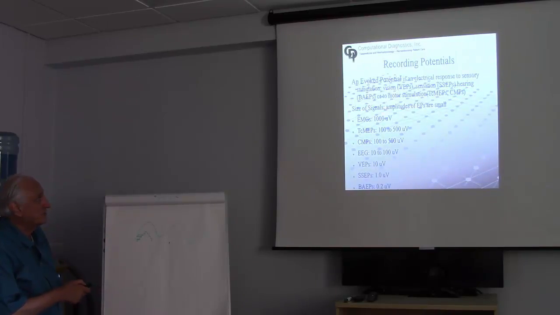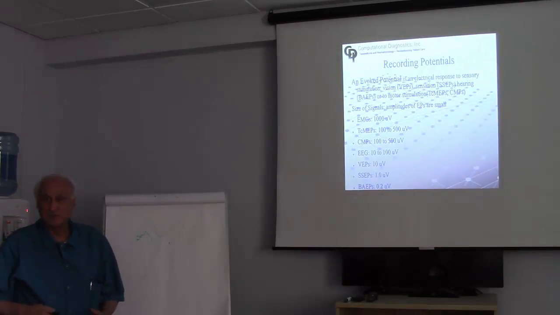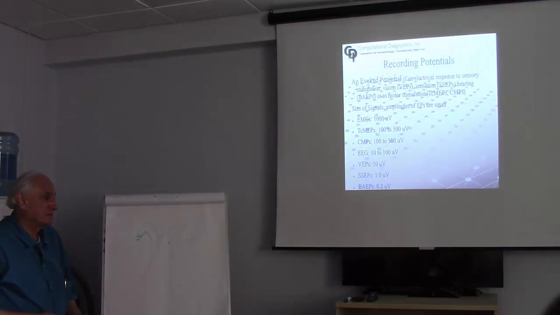Kind of made this point already, but I want to make it again. The size of these signals are small, so EMGs are on the order of 1,000 microvolts. Transcranial motor potentials can be 100 to 500 microvolts. They can be as much as 1,000 microvolts. Compound muscle potentials the same. Then we start to get down to EEG, visual potentials, SEPs, and brainstems. So you can see the range of the signals that you want to record. You want to record them at the same time, and you want to display them in such a way that these inherent amplitude differences don't create a problem for you.